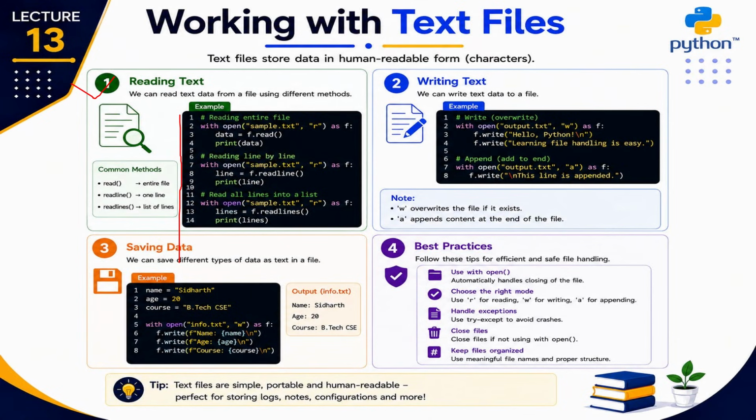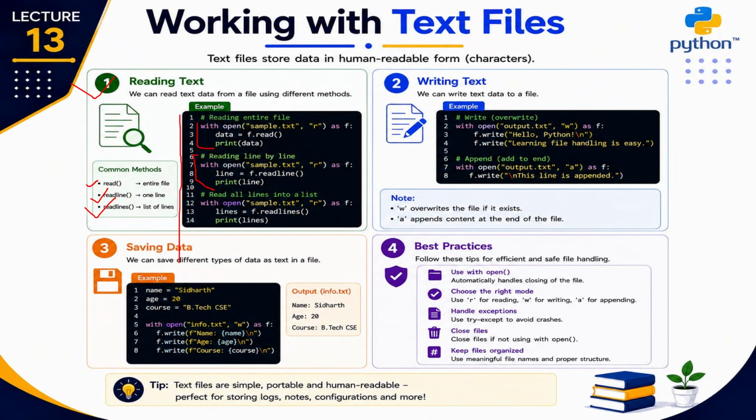You can see here it reads the complete content of the file and stores it in the variable data. And here in this block of code, f.readline is only reading one line of the file, and if we want all the lines as a list, we can use readlines. So remember, read is used to read the entire file, readline is used to read one line from the file, and readlines returns all the lines as a list.